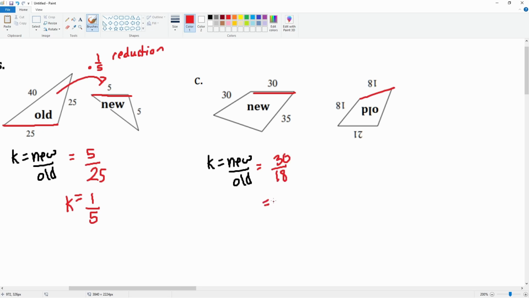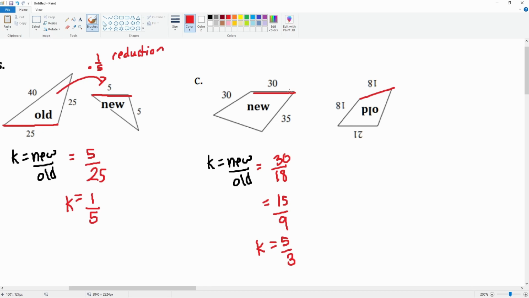I think 2 goes into both. 2 goes into 30 15 times, 2 goes into 18 9 times. Oh, 3 goes into both. 3 goes into 15 5 times. 3 goes into 9 3 times. So here, this is what the k value is.